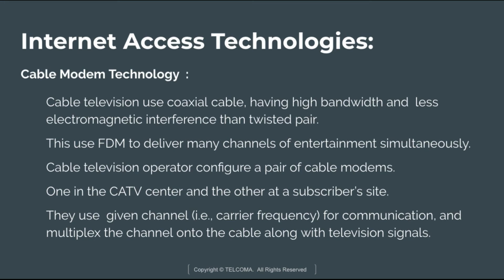Next is cable modem technology. Cable televisions use coaxial cable which has a high bandwidth and less electromagnetic interference than twisted pair. This uses the FDMA technique to deliver many channels of entertainment simultaneously. The cable television operator configures a pair of cable modems. One is at the CATV center and the other one is at the subscriber side. They use carrier frequency channels for communication and multiplex the channel onto the cable along with the television signal. The cable system can support a data rate of 52 megabits per second downstream and 512 kilobits per second upstream. But practically this rate is lower because of noise.